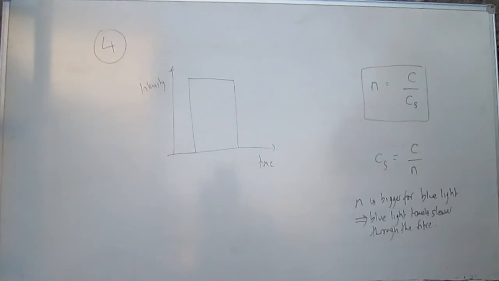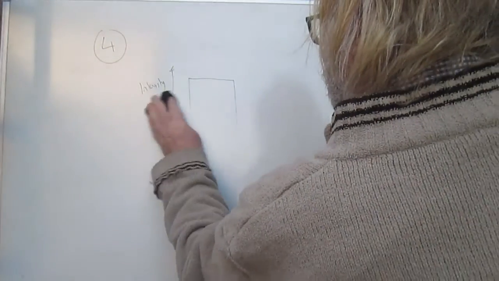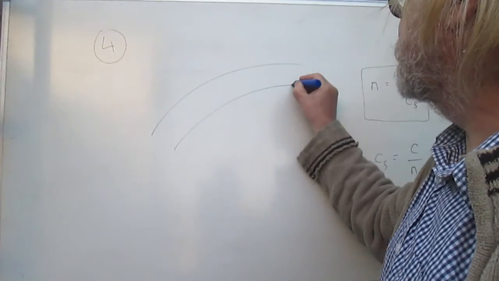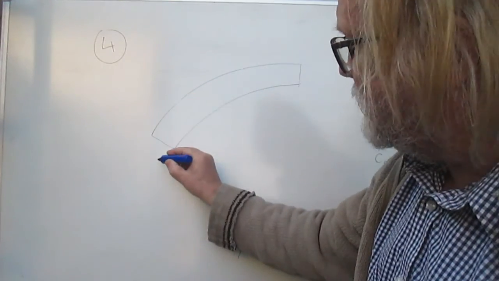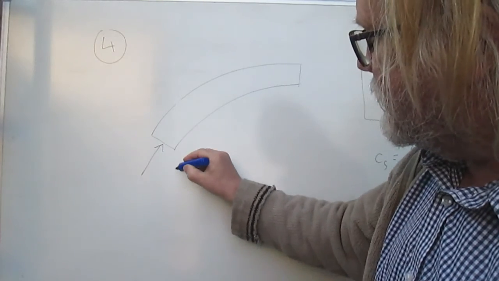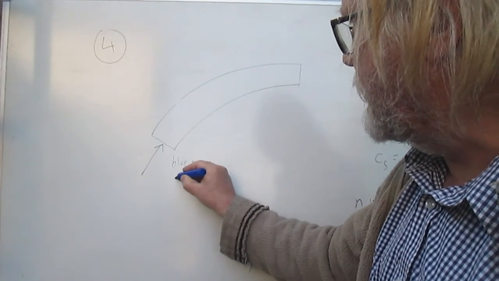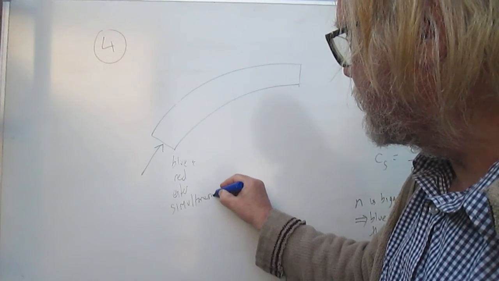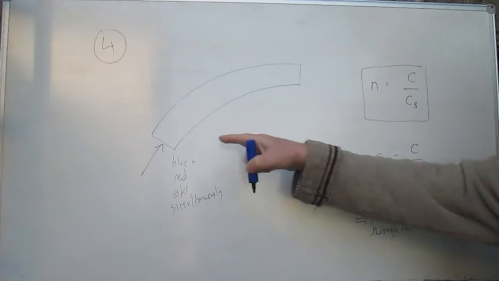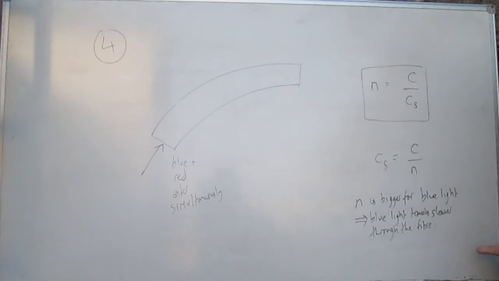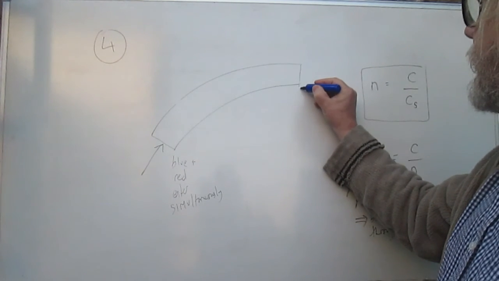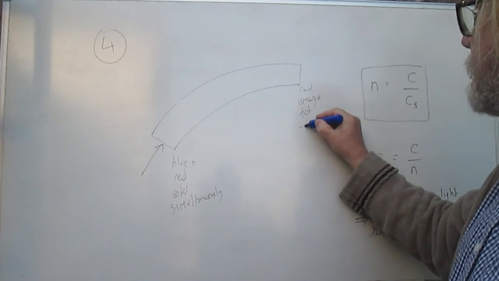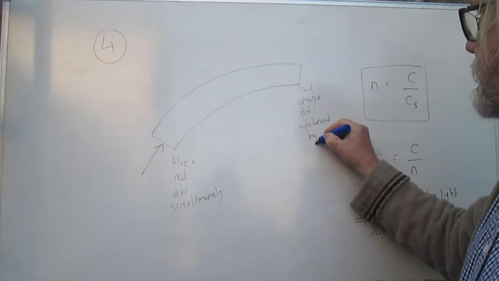So what that's going to mean then is that if we draw a simple picture of that, here's your fibre. As the light goes in, blue and red enter simultaneously. Because the red light is travelling faster, the red emerges first, followed by blue, just because the blue's travelling more slowly.